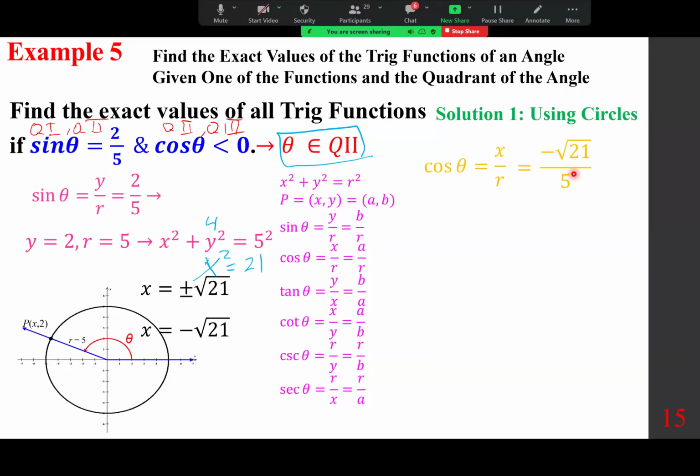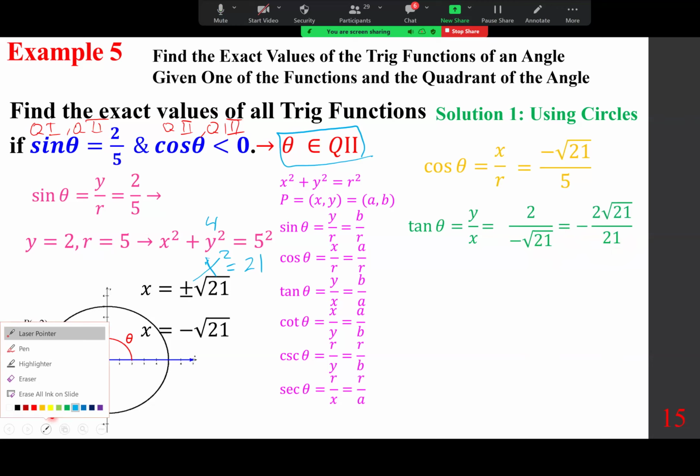Oh, I said x over r, didn't give you the answer. Square root of negative 21 over 5. And that's an exact answer. Tangent is y over x. Y is 2. X is negative square root of 21. And you rationalize it. I'm going to leave it for you to rationalize. Again, all you have to do is multiply by square root of 21 over square root of 21. You know how to rationalize.